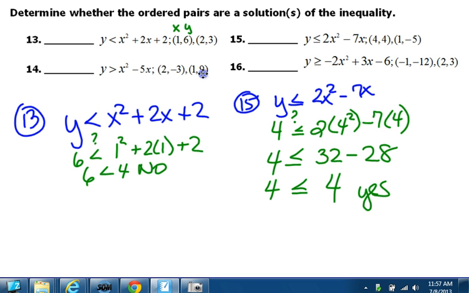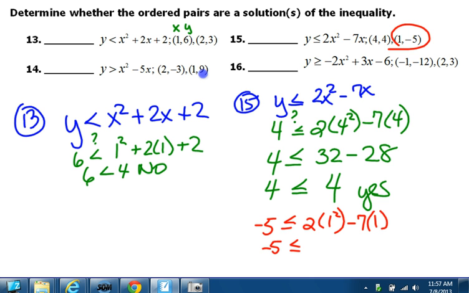So now what we have to do is check the other number. So it's kind of for both sets. So now we're asking ourselves, when y is a negative 5 and x is a positive 1, do I have a true statement? So is negative 5 less than or equal to 2 minus 7?